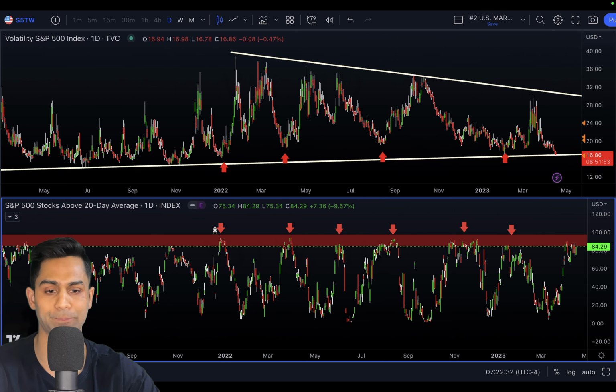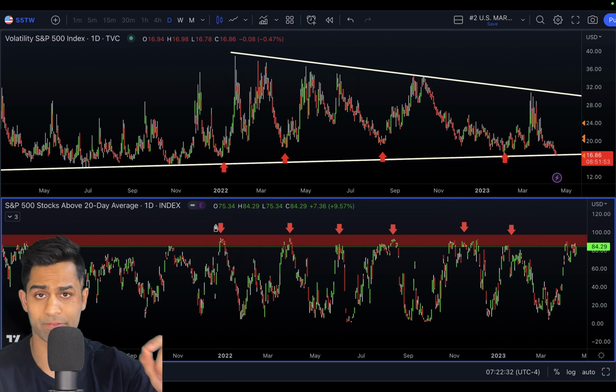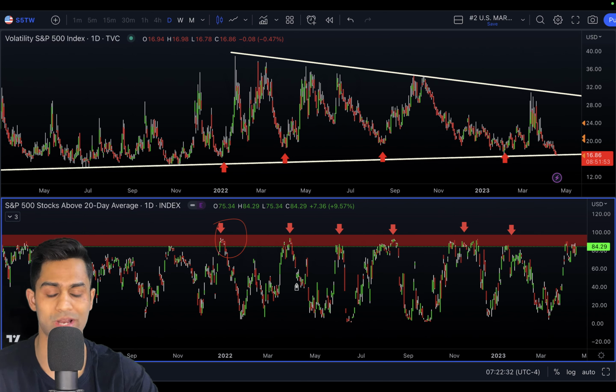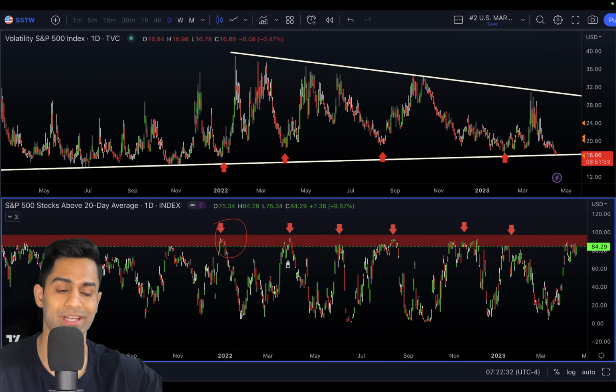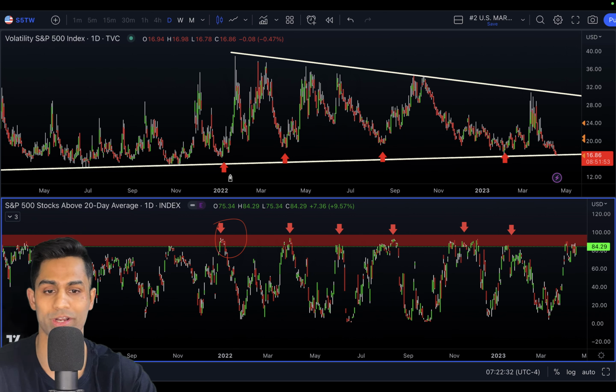So when the percentage of S&P 500 stocks trading above is 85 to 90%, that means the majority of the market is trading above its 20-day moving average. When that happens, you can correlate it back to the VIX. It's trading at a low level.